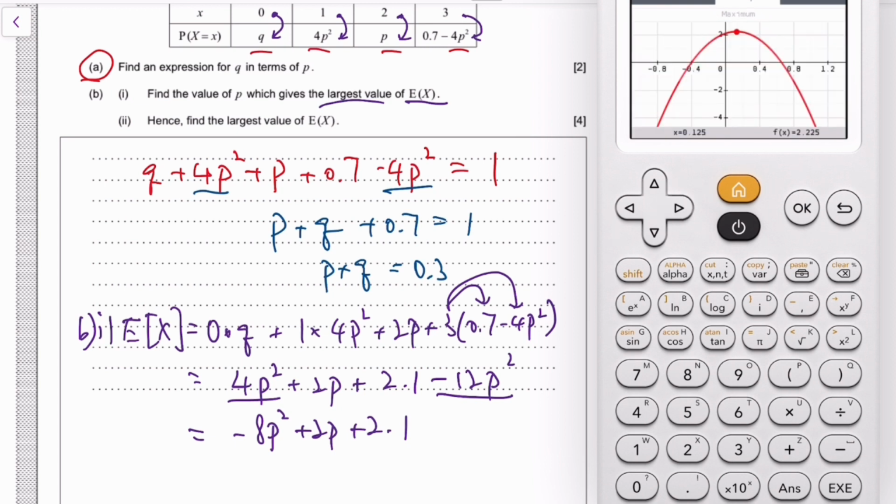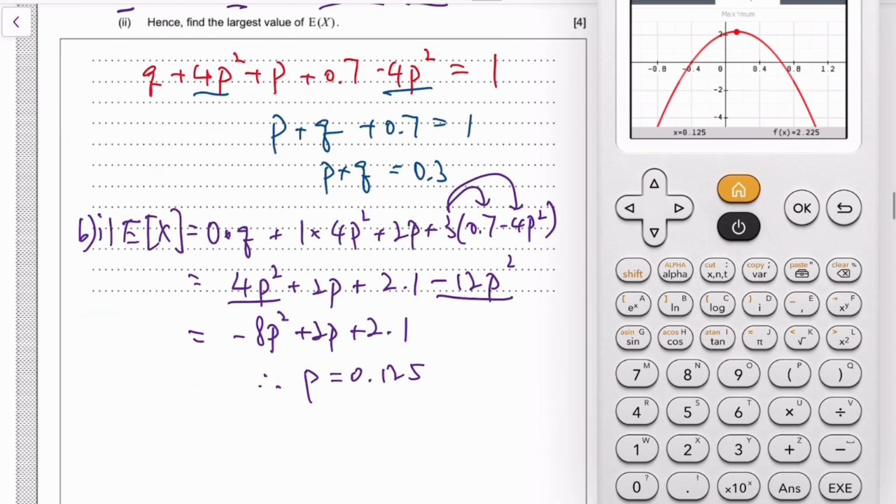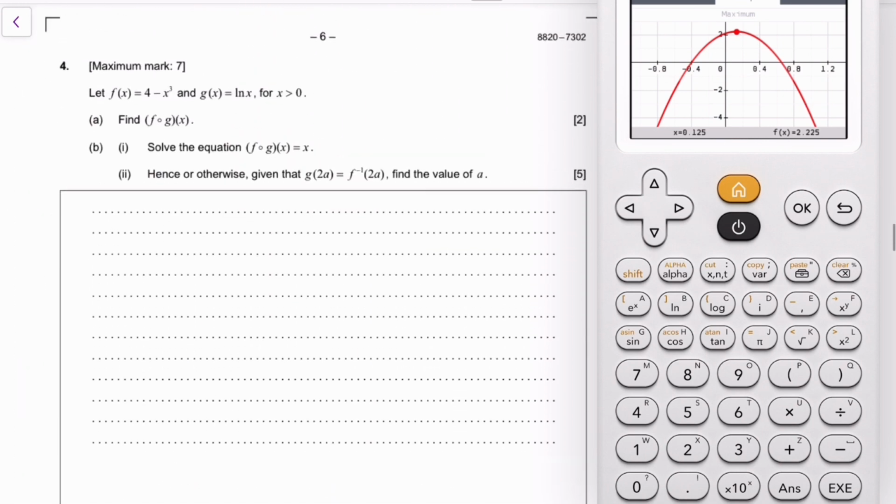The maximum occurs when x is 0.125. Now for B(i), they ask for p, which is the x, therefore it's maximum when p is 0.125. For (ii), they actually ask for the value, which will be the y value, so it's 2.225. Nice and easy. So far so good.